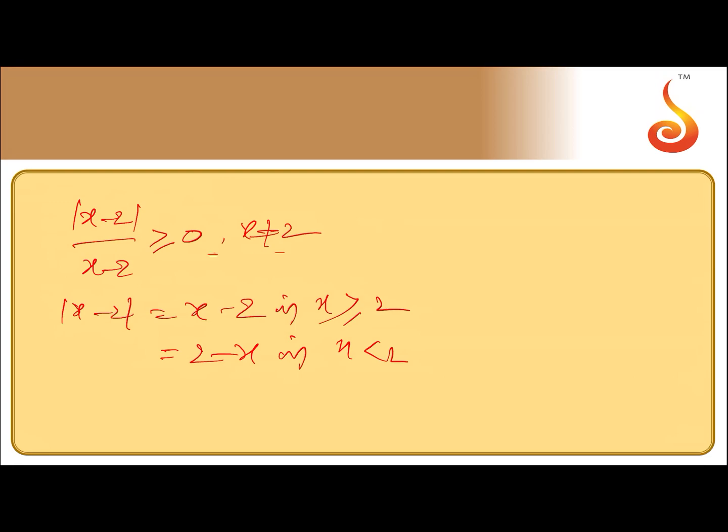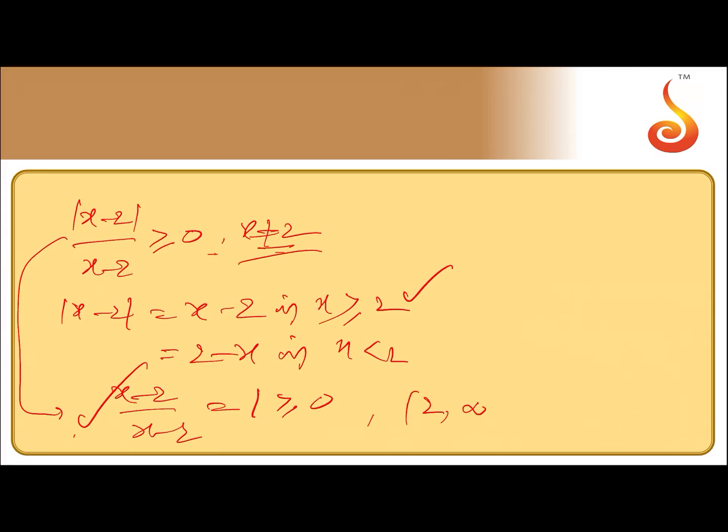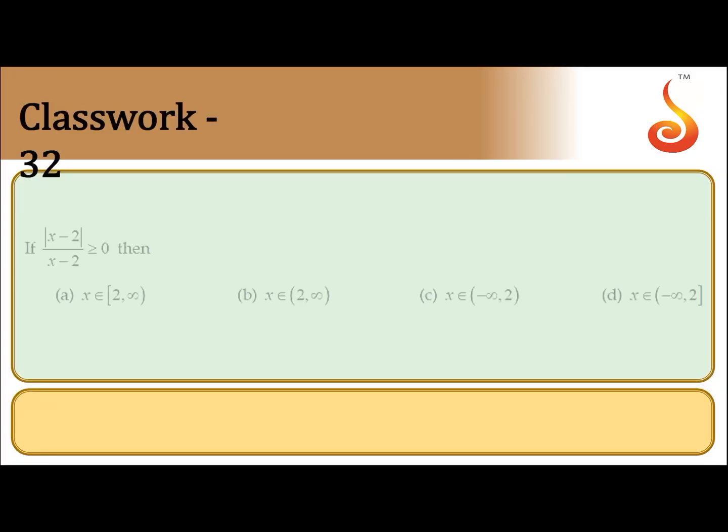And definitely in this case it will be satisfied by (x minus 2)/(x minus 2), which equals 1, greater than or equal to 0, exactly satisfying. Therefore x is greater than or equal to 2 is not the correct answer. So the answer is 2 to infinity, but it cannot equal 2, so an open interval. So the answer for the problem is x belongs to (2, infinity).